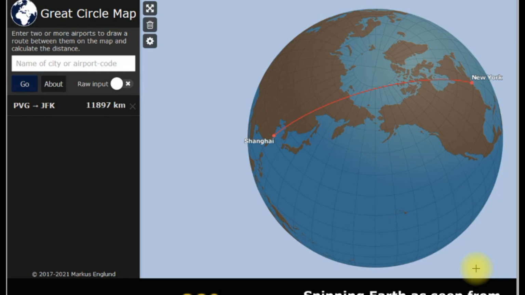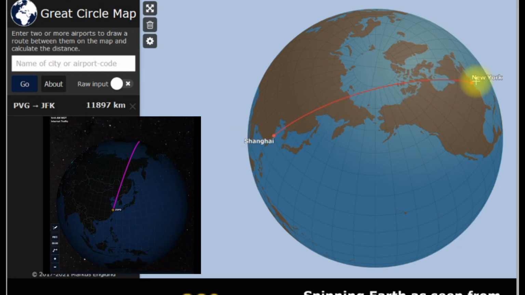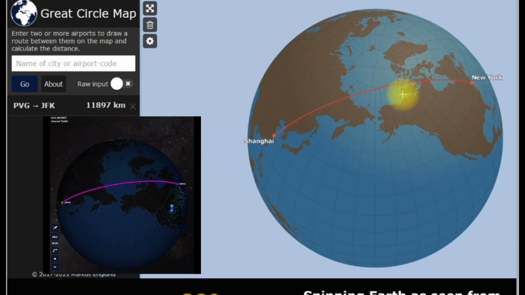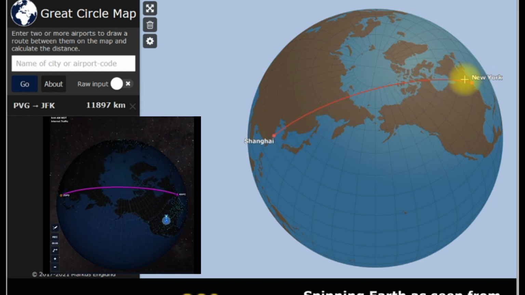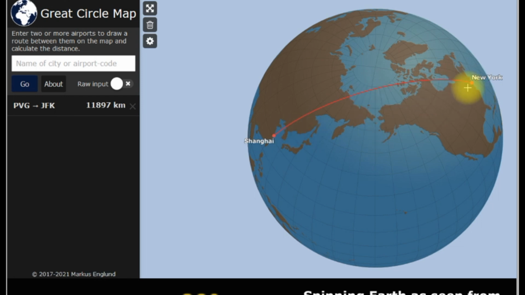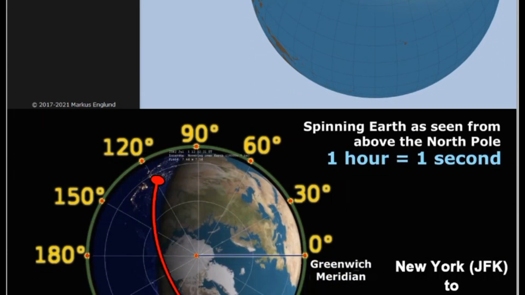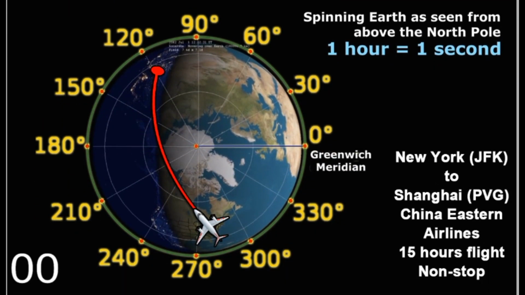Okay guys, let's go ahead and look at our second, third and fourth flights here. We have this flight going from New York to Shanghai, China, and this is exactly like one that a pilot sent to me using his own professional software. It looks exactly the same. So let's look at this flight going from New York to Shanghai. This is the flight route going over the North Pole region, this region right here. And the flight New York to Shanghai by China Eastern Airlines, a 15 hour long flight non-stop.